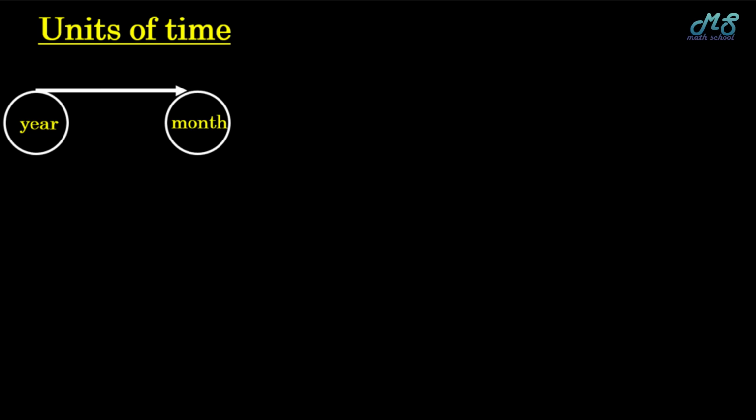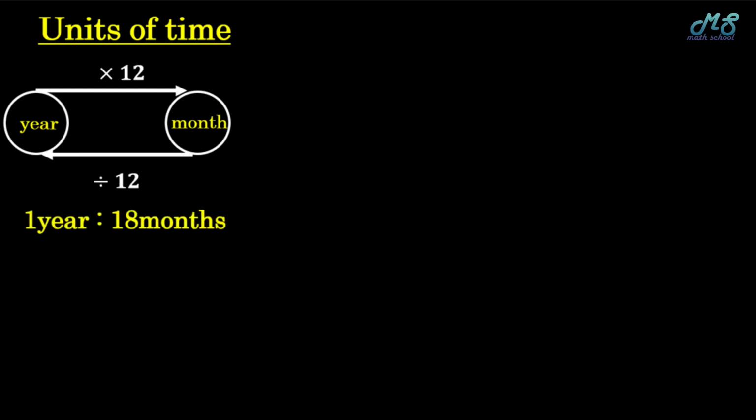Next, units of time: year and month. We studied before that 1 year equals 12 months. To convert from year to month, multiply by 12, and the inverse, divide by 12. For example, find the ratio between 1 year and 18 months equals 12 to 18 to be the same unit, dividing both sides by the highest common factor of 12 and 18, which is 6. It will be 2 to 3 in the simplest form.